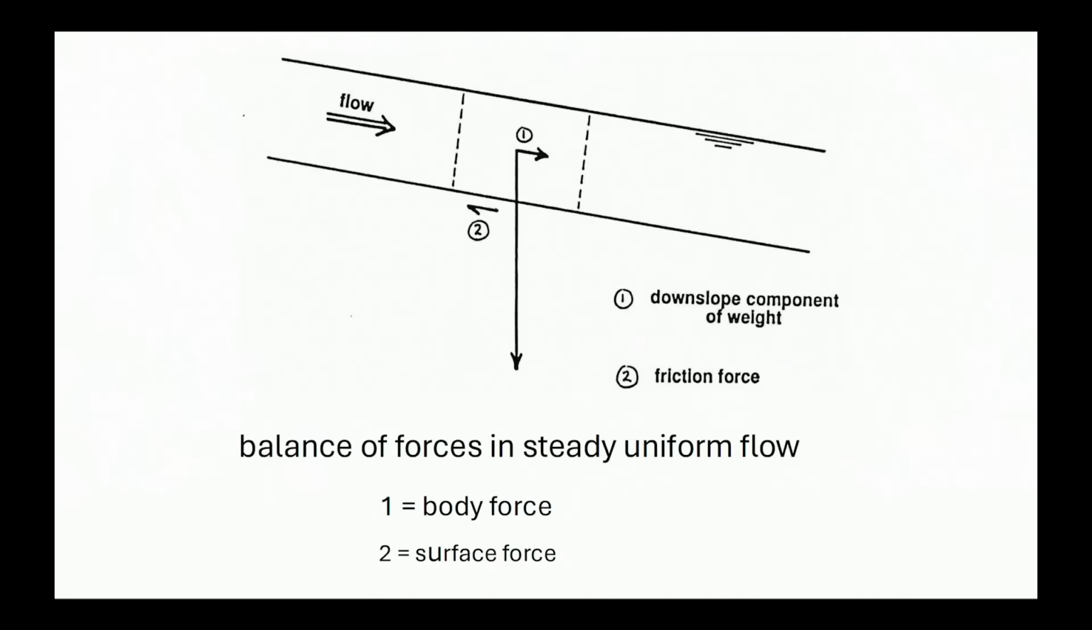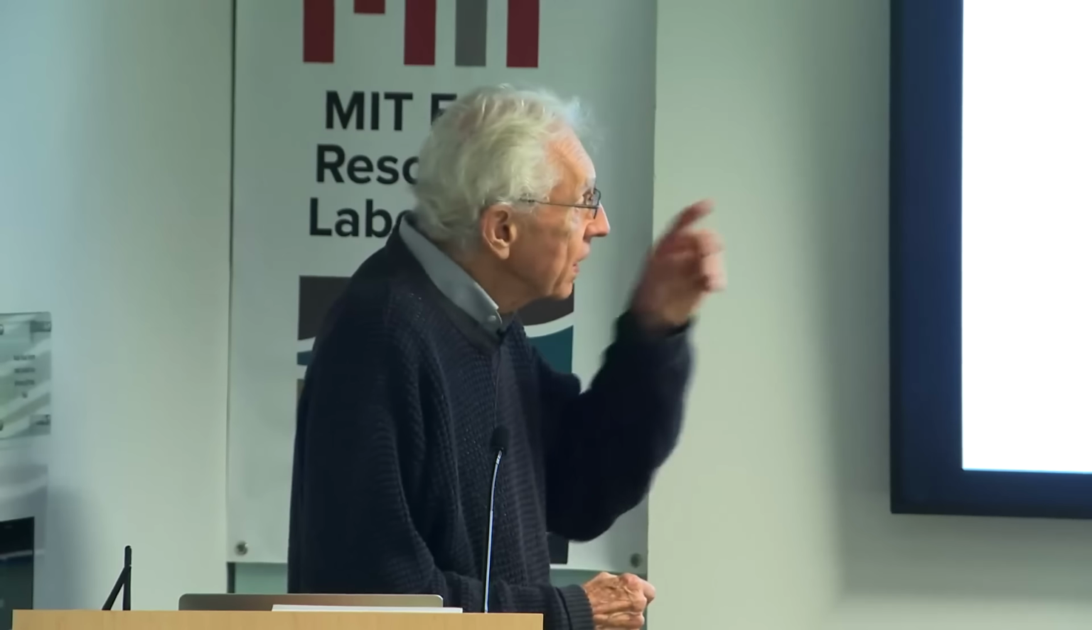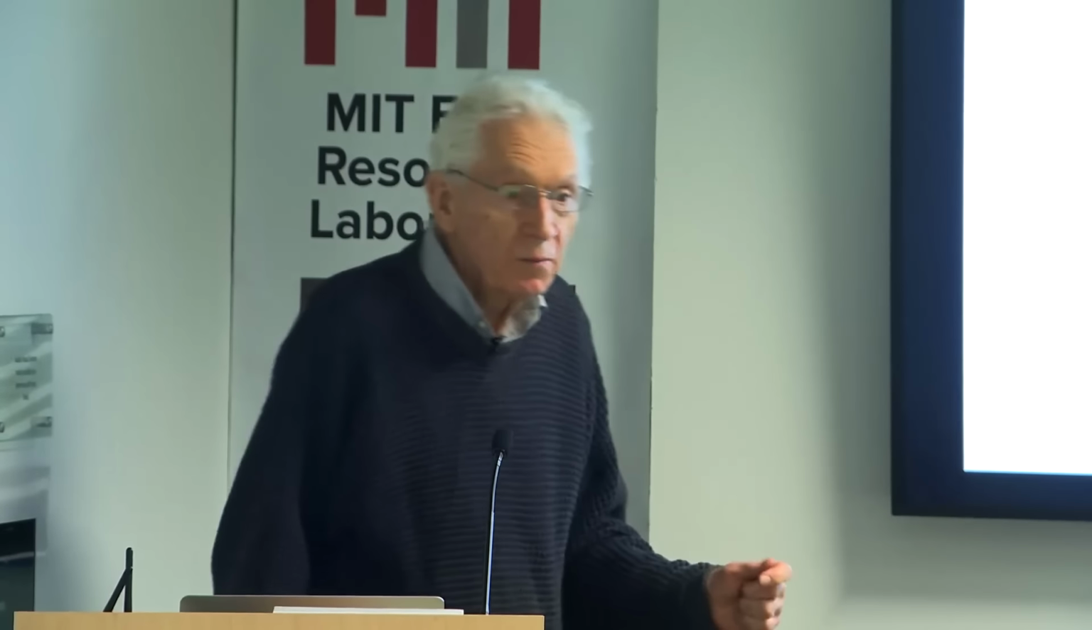All right, so here are the forces involved. What pulls the flow downslope? Well, it's the downslope component of the weight of the fluid. You all know about doing vectors and figuring out components of vectors, right? But there has to be a resisting force if it's a uniform flow, and that's the friction force at the base. So these 2 are balanced when you have uniform flow. Make sense?